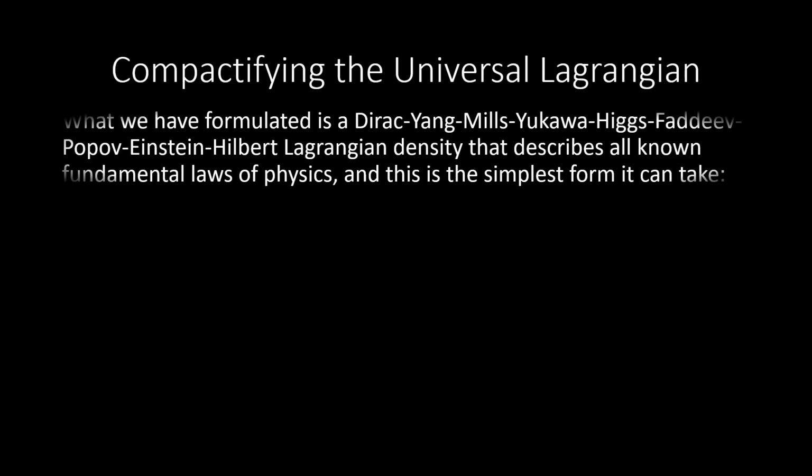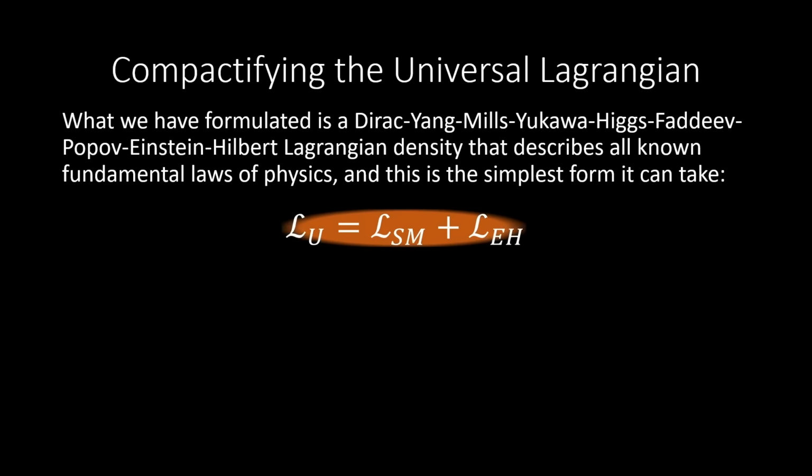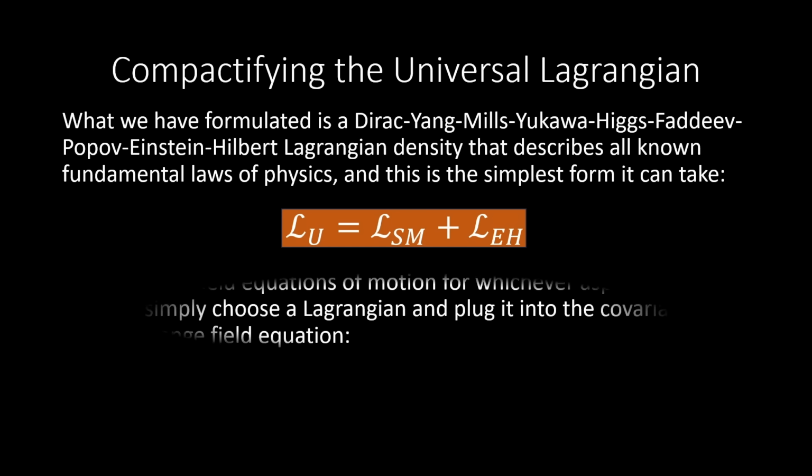We can compactify the universal Lagrangian as well. What we've formulated is a Dirac, Yang, Mills, Yukawa, Higgs, Faddeev, Popov, Einstein, Hilbert Lagrangian that describes all known fundamental laws of physics, and it's the simplest form that it can take right here. So the universal Lagrangian is just the sum of the standard model and the Einstein-Hilbert Lagrangian.